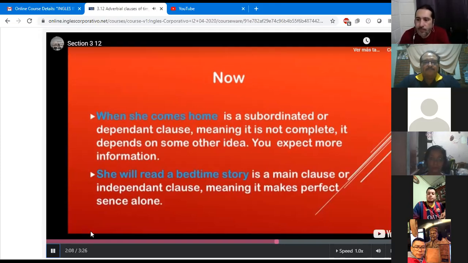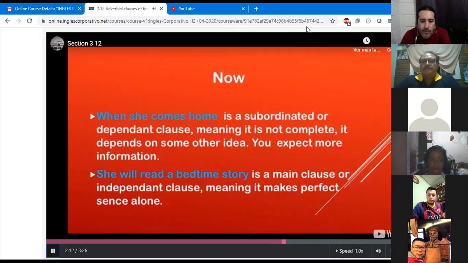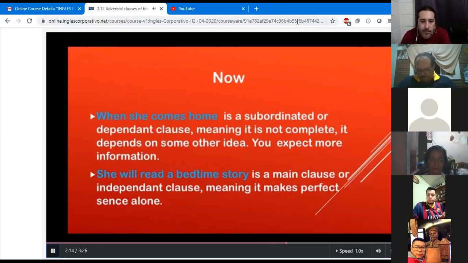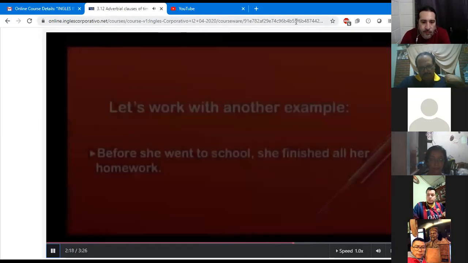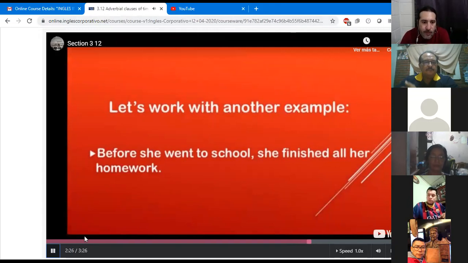"She will read a bedtime story" is a main clause or independent clause, meaning it makes perfect sense alone. What we're doing now is making a more complex sentence. Let's work with another example. Before she went to school, she finished all her homework. I will give you a couple of minutes to break down this sentence. Try to do as we did in our previous example.